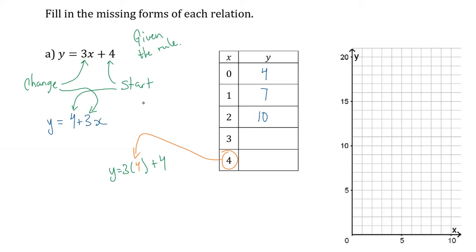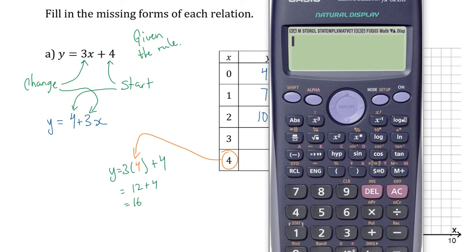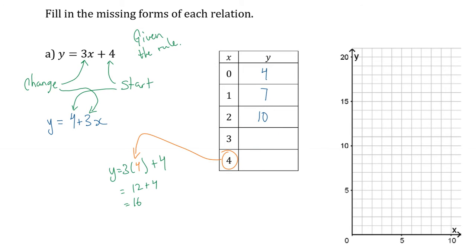and then I evaluate it. 3 times 4 is 12. 12 plus 4 is 16. You can use your calculator for that. You can just do 3 times 4, 3 bracket 4, plus 4, right? And do it all straight away in one shot, whatever works for you. But this one works out to 16.